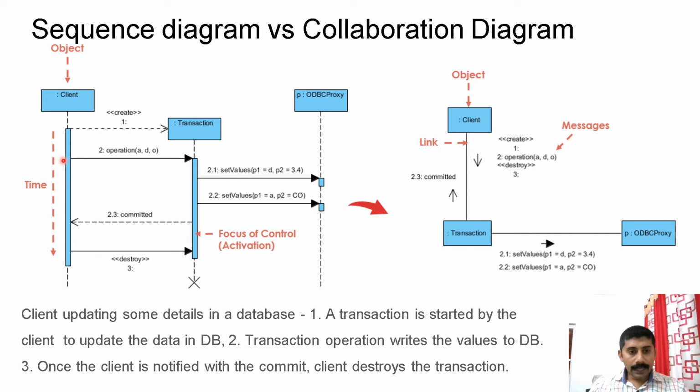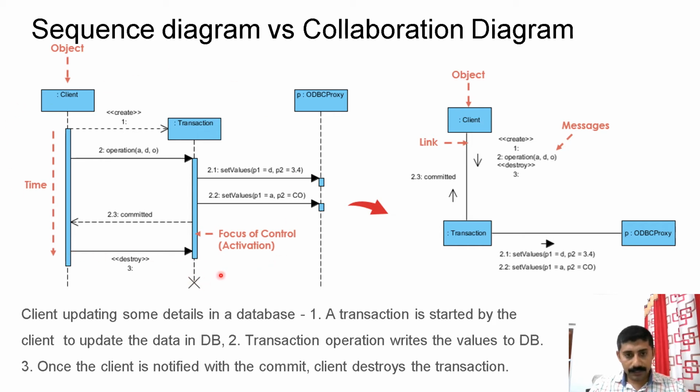Then the client performs some operation on the transaction lifeline. In response to that, it is updating some values in the database. Two things are updated. Once the database update is completed and committed, the transaction notifies that to the client. Then the client sends a destroy message and the lifeline is terminated.